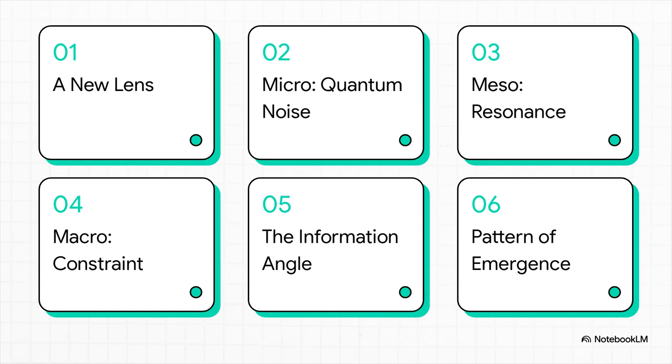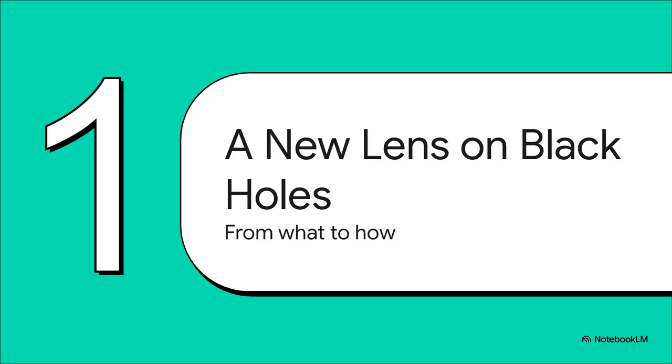So here's the plan. First, we'll look at black holes through a totally new lens. Then we're going to build one, step by step, starting from the tiniest micro-level quantum noise, cranking it up through a meso-level resonance, and finally locking it all in with a macro-level constraint. After that, we'll dive into the mind-bending information angle and see how this all reveals a universal pattern. Let's do it.